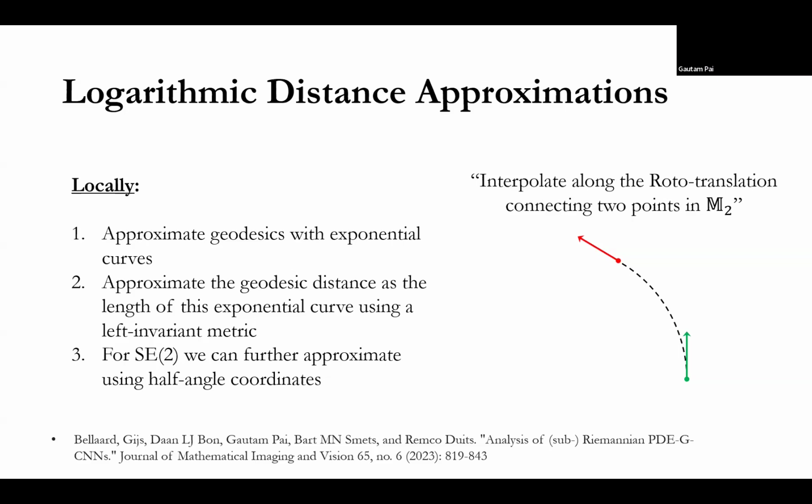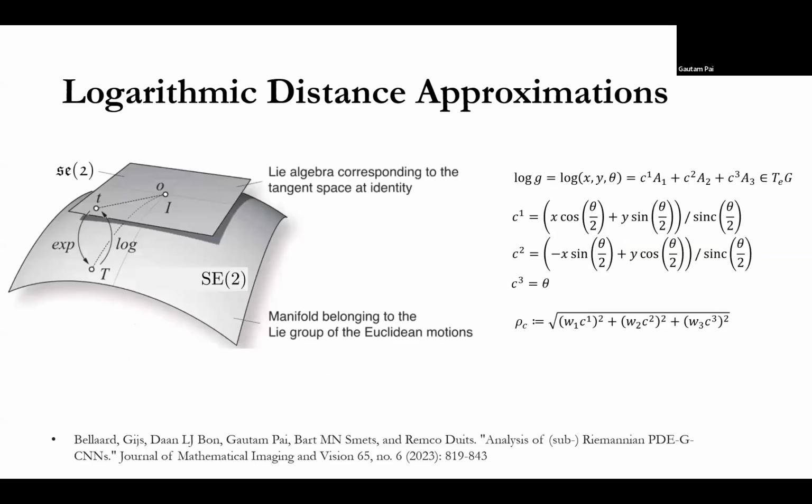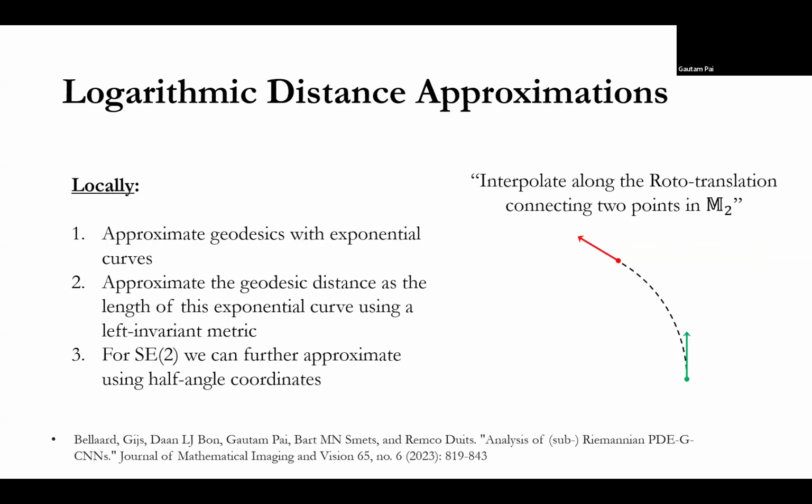And we further make some modifications for SE2 using half angle coordinates. So why is this an approximation? I understand, because in fact you compute the exponential, the Riemannian exponential or the Lie group exponential? The Lie group exponential. Yeah, this is why you have an approximation. Right.